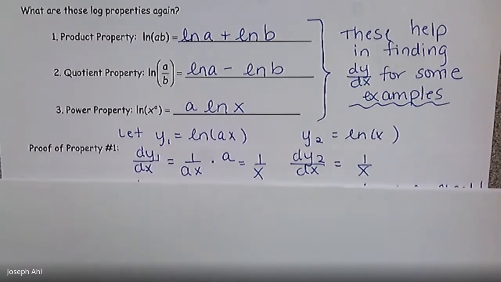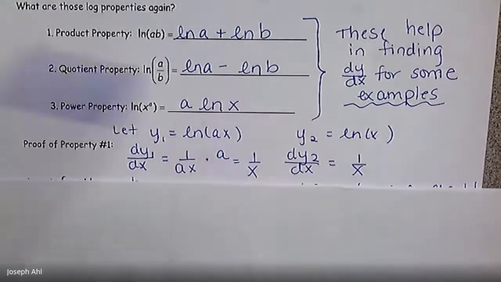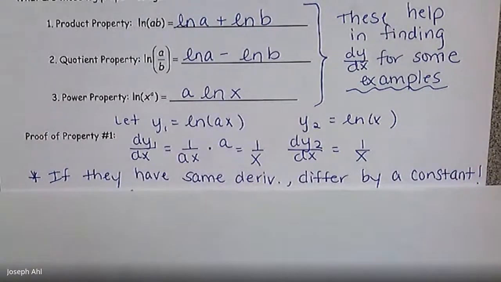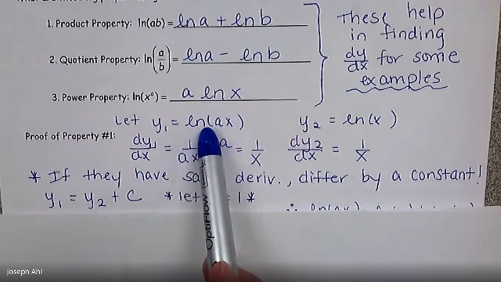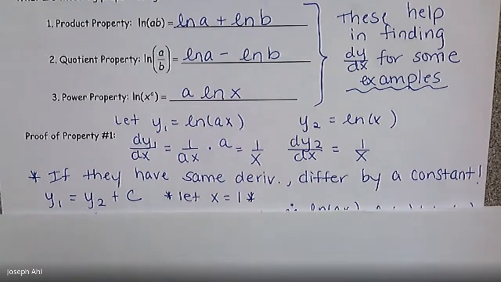Well, even though when I find the derivative here, multiplying by that constant on the inside, notice how 1 over ax times a, the a's would cancel, and you'd still be left with 1 over x. So the derivative of both of those, y1 and y2, come out to be 1 over x. And even though they're different functions, what we know is that if they have the same derivative, all that happens is that they differ by a constant. So moving on from there, we know that y1, ln of the quantity ax, would equal y2, ln x, plus some constant.